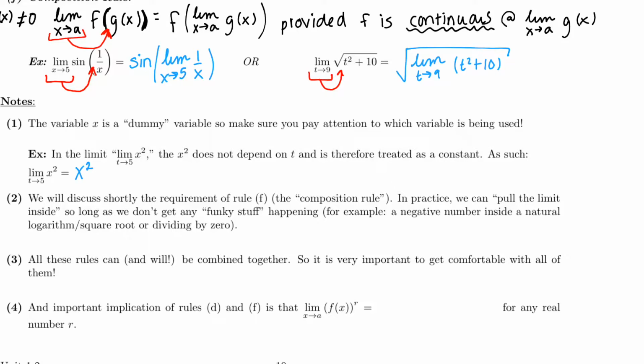This second one is just saying what I told you before. In practice, we can pull the limit on the inside as long as no funky stuff happens. So in general, you can pull the limit on the inside. There's rare cases where you can't, but you'll notice because there's funky stuff happening.